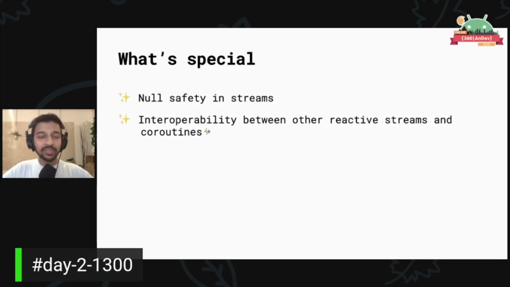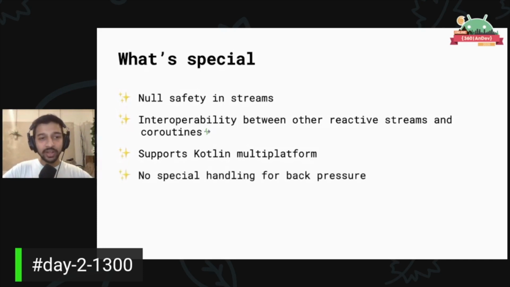Interoperability is one of the key things. Flow provides an easy API to convert Flow to any reactive stream like RxJava Flowable and the reverse. You can also combine Flow and coroutines. So we'll see how to do this later. It also supports Kotlin multi-platform. That means you can use Kotlin coroutines and Flow on any of the Kotlin supported platforms like JVM, JS, or native, or you can put it in the common code or the shared code to use it in your Kotlin multi-platform projects.